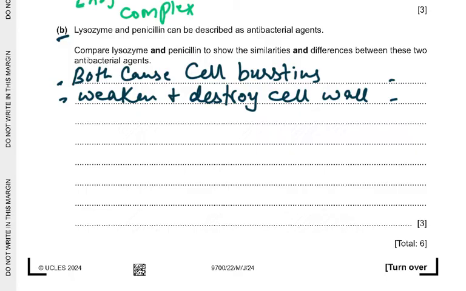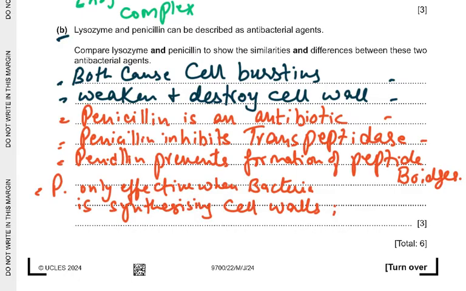So these would be the 2 similarities. Both cause cell bursting and both weaken and destroy the cell wall. Then we come on to the differences. Now the difference is lysozyme is a protein, it's an enzyme, and penicillin is an antibiotic. So we're not writing that in every situation. It's compare lysozyme and penicillin, so you've got to tell me what you're talking about.